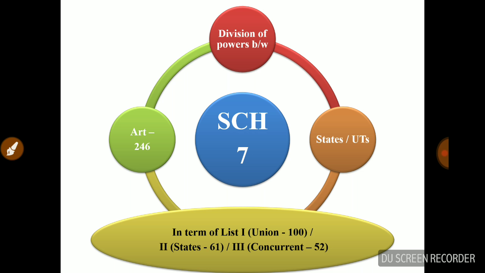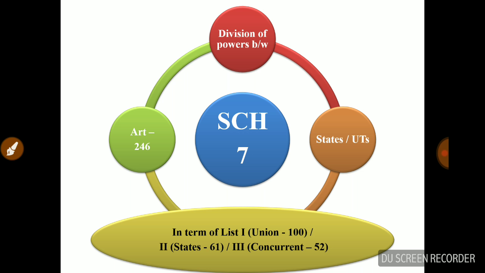Union list means those matters in that list over which the union has full authority. For example, the army. That means a state official or state machinery cannot interfere in any business of the army; it is fully under the control of the union. So the union has a list of matters, and correctly it is 100.